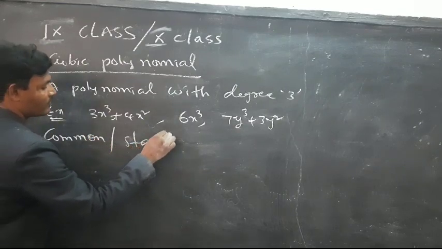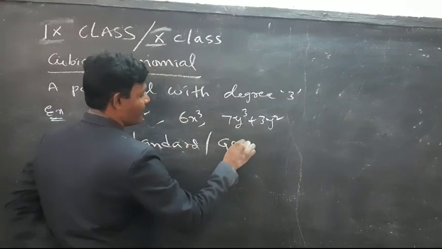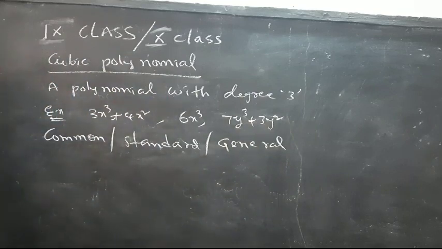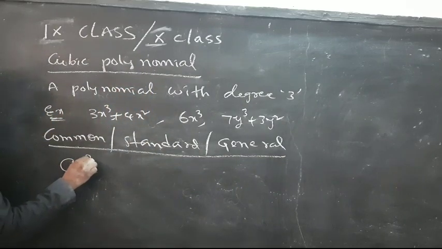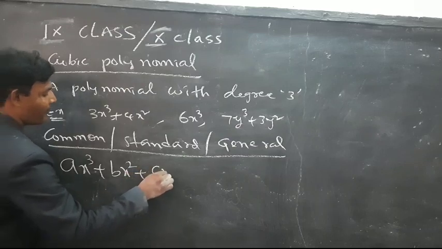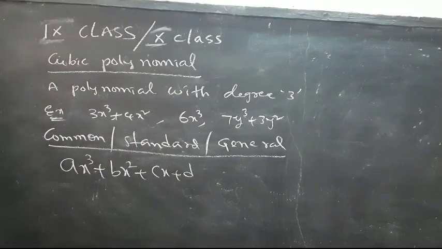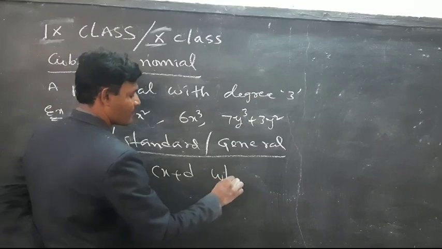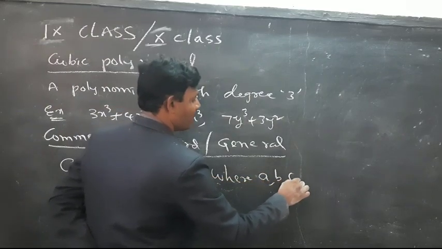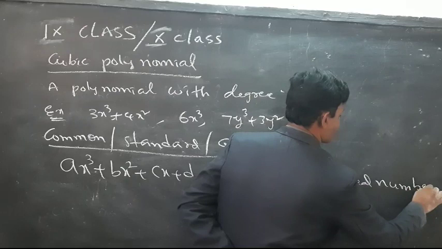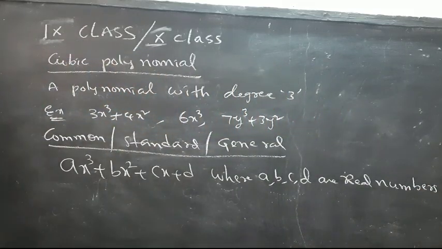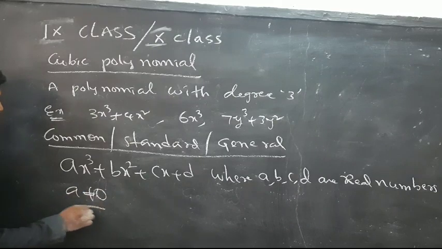Common form or standard form or general form of a cubic polynomial is ax cube plus bx square plus cx plus d. ax cube plus bx square plus cx plus d is called a cubic polynomial, where a, b, c, d are real numbers and a is not equal to 0.